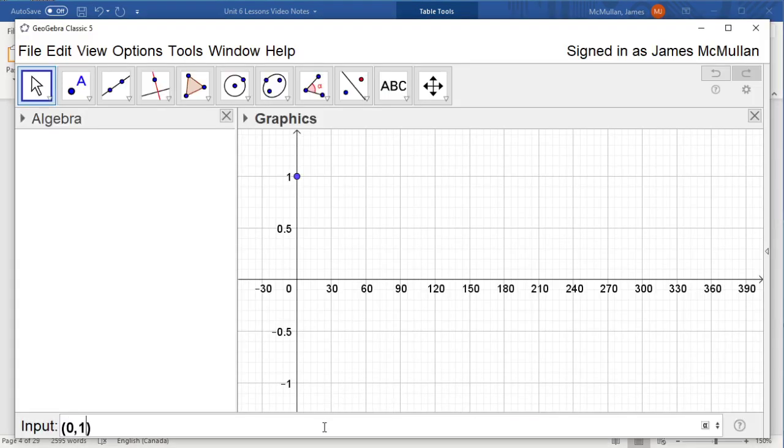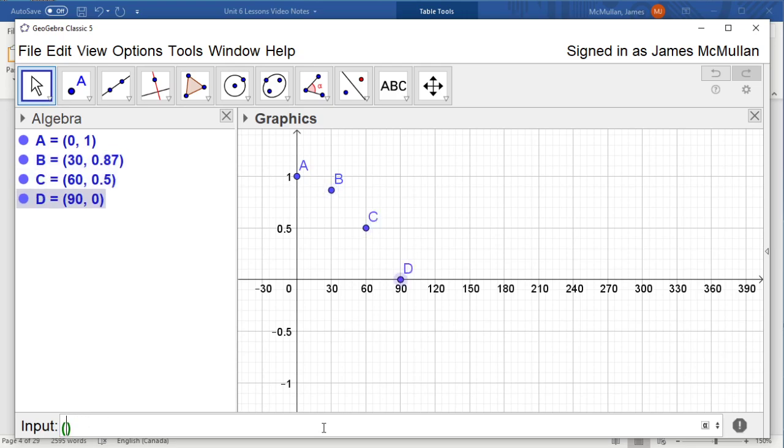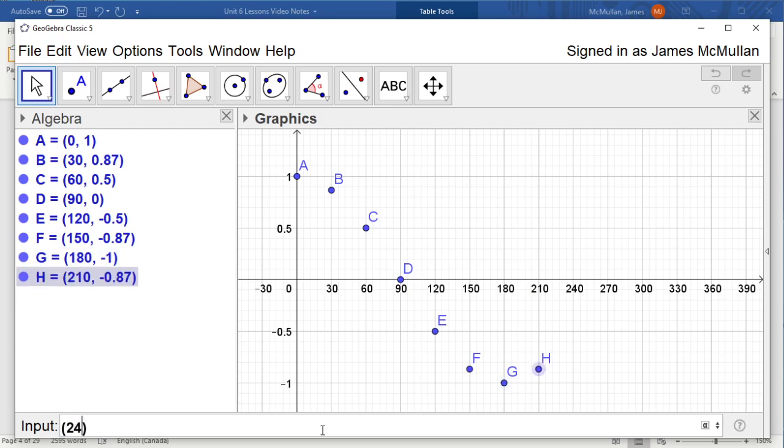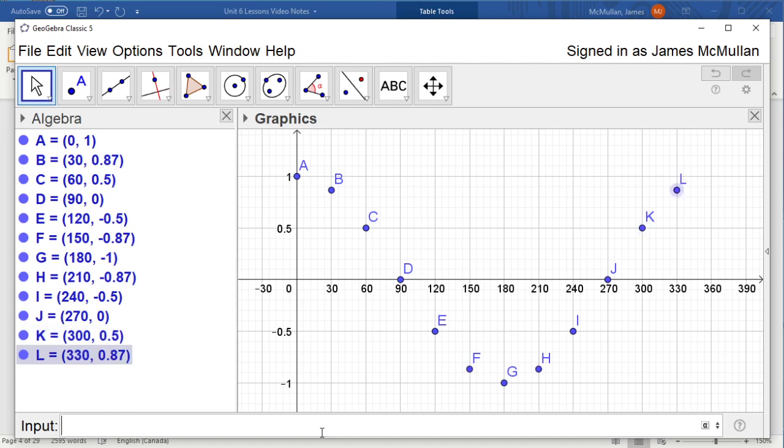Okay, so our first point was 0, 1. Our second point was 30 and 0.866. Then we had 60 and 0.5. Then we had 90 and 0. Okay, then we had 120 and negative 0.5, 150 and negative 0.866, 180 and negative 1. Then we had 210 and negative 0.866, 240 and negative 0.5, 270 and 0. And then we had 300 and 0.5, 330 and 0.866, and finally 360 and 1.